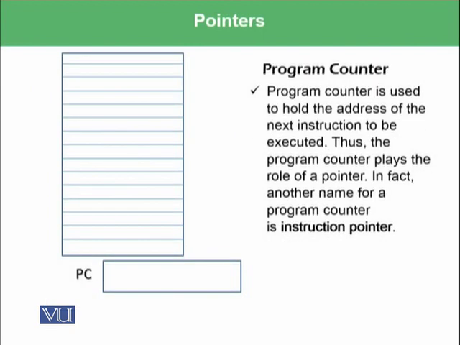So one of the examples is, you might know about the program counter, which we learned in computer architecture. The program counter is used to hold the address of the next instruction. So you know all of the instructions are available in the RAM, and program counter holds the address of the next instruction to be executed. Thus the program counter plays the role of a pointer because it is storing the address. And in fact, another name for a program counter is also instruction pointer, because it is pointing to the instruction which is going to be executed in the next iteration.